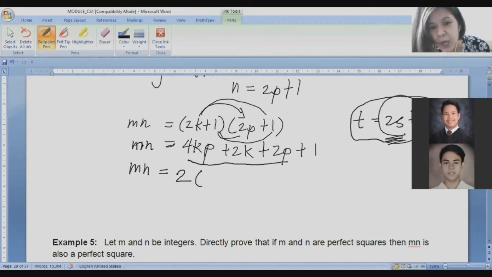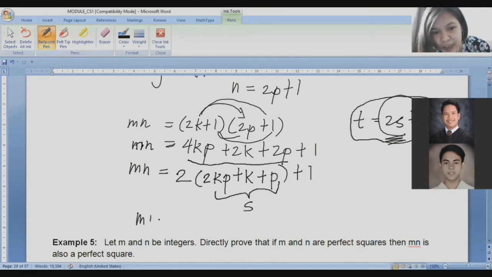So, open parenthesis, 4KP divided by 2, 2KP. Tama? Plus 2K divided by 2, K. Plus 2P divided by 2, P. Makakancel yung 2. Then plus 1. Wow! So, okay na. So, ina-assume mo itong nakapaloob sa parenthesis na to, lahat to, an integer S. Example, S siya. Integer siya na S. So, ngayon, MN is equal to 2S plus 1. Oh, final answer.